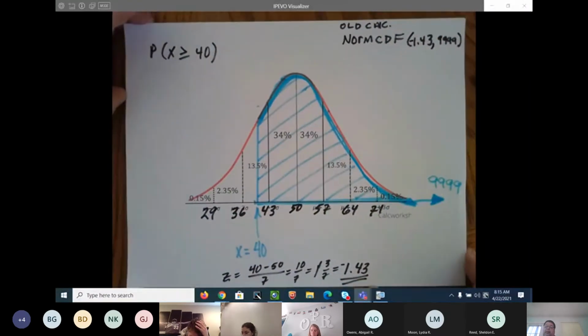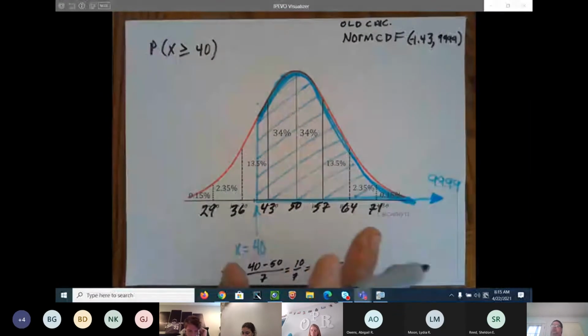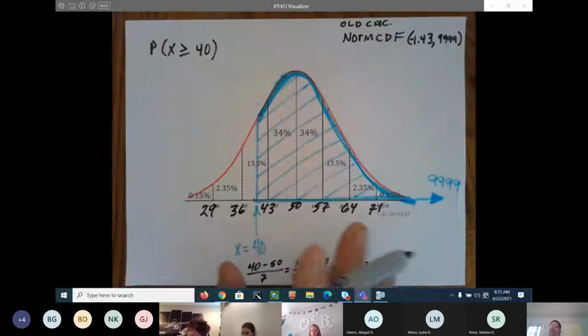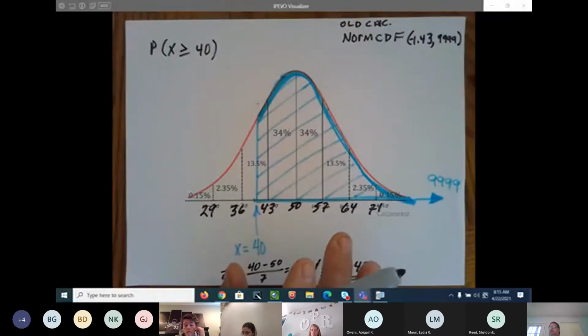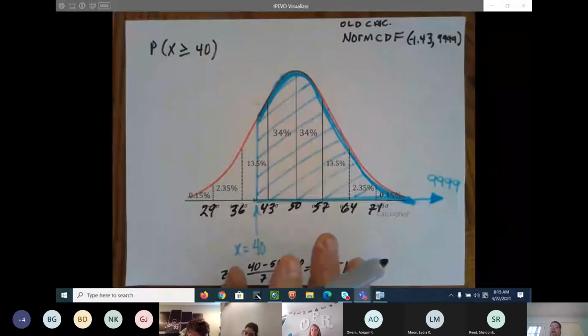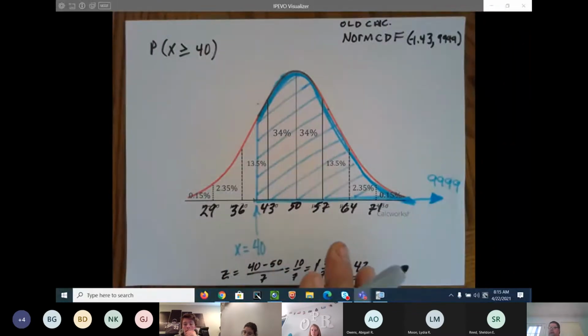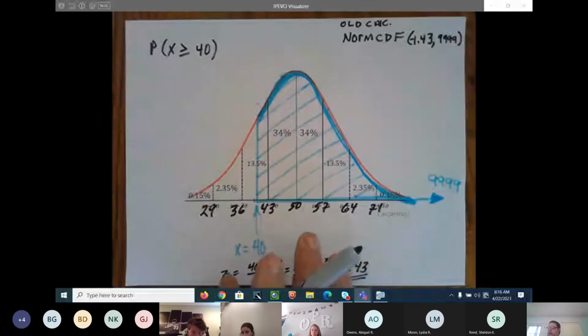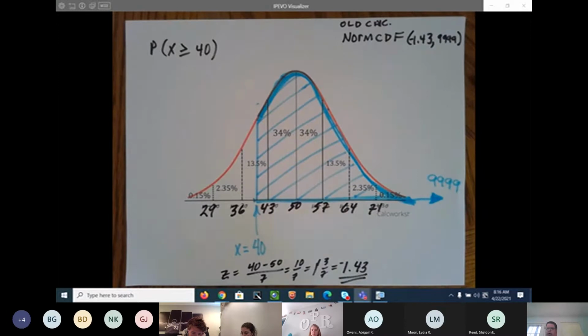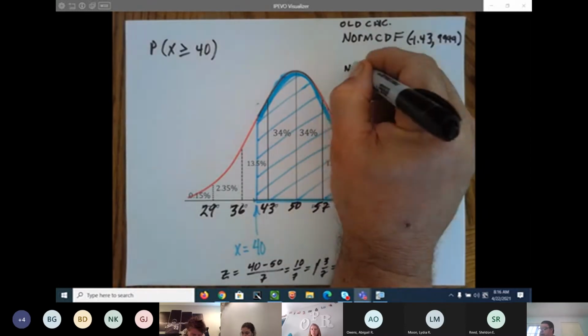Usually a TI-83. Is anybody in here, raise your virtual hand, do you have an older calculator? I just want to know for the test, so that way I can just do new calculator or older calculator. Okay, so we still have a couple of old calculators. So I'll keep doing the old calculator. All right, new calculator.